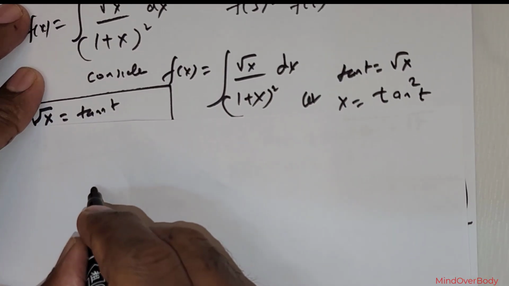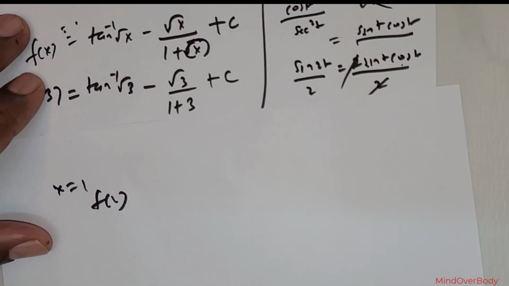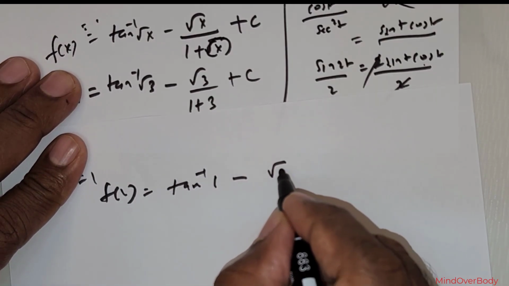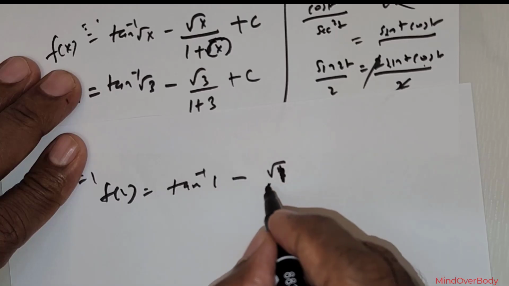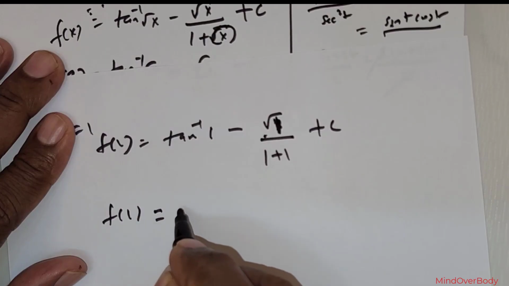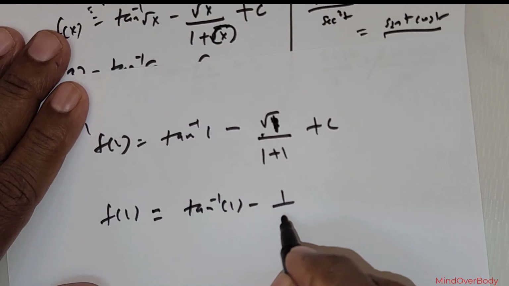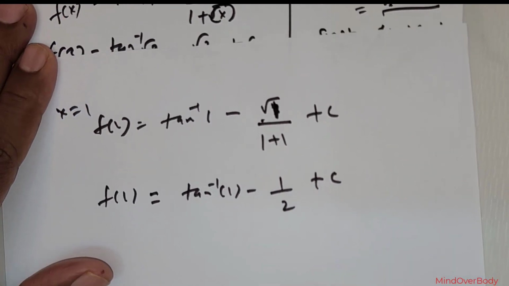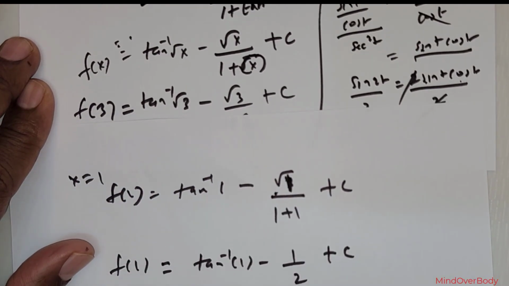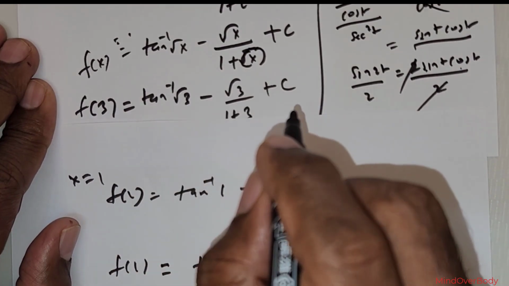Now I need to get f of 1. And x is equal to 1. So what is f of 1? F of 1 is equal to tan inverse of 1 negative root of 1, x is equal to 1, divided by 1 positive c. So this is f of 1 is equal to tan inverse of 1 negative 1 over 2 positive c. So this is for f of 3 and this is for f of 1. So we need to find f of 3 minus f of 1. Right.